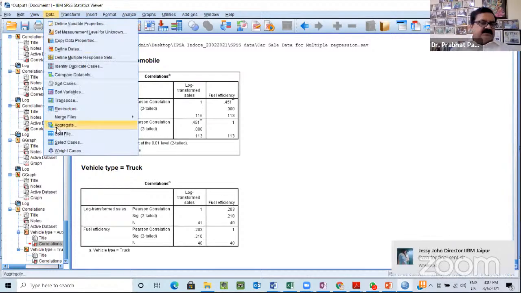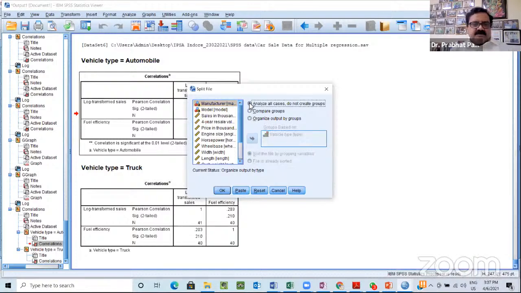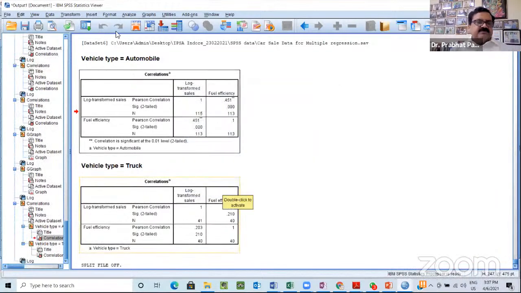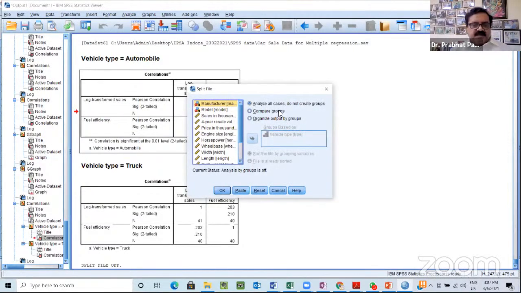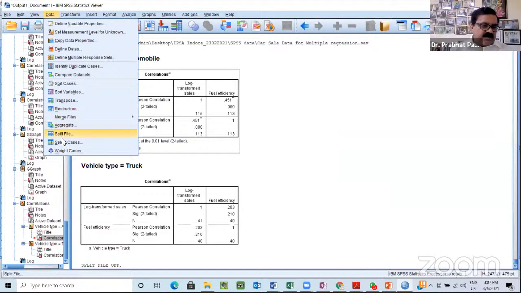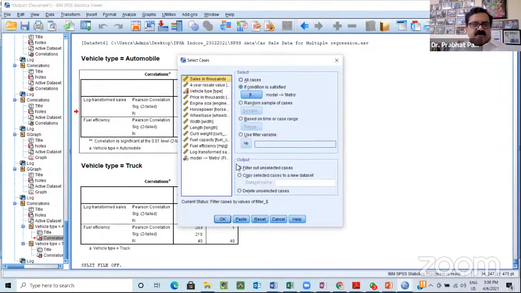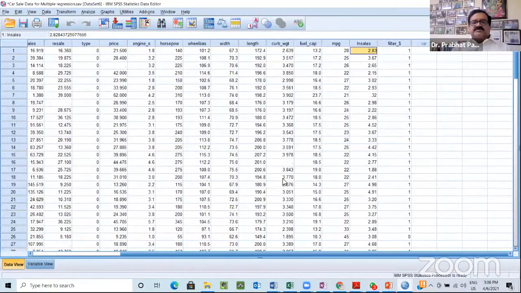Let me revert back to the entire file, analyze all cases. So I have to get back to the original data. So I'm just removing everything I have done. So I'm not splitting the file. Analyze all cases. Do not create groups. Okay, this we have already done. So let me just see. Select cases. So select all cases. So now my data has gone back to its original position, right?